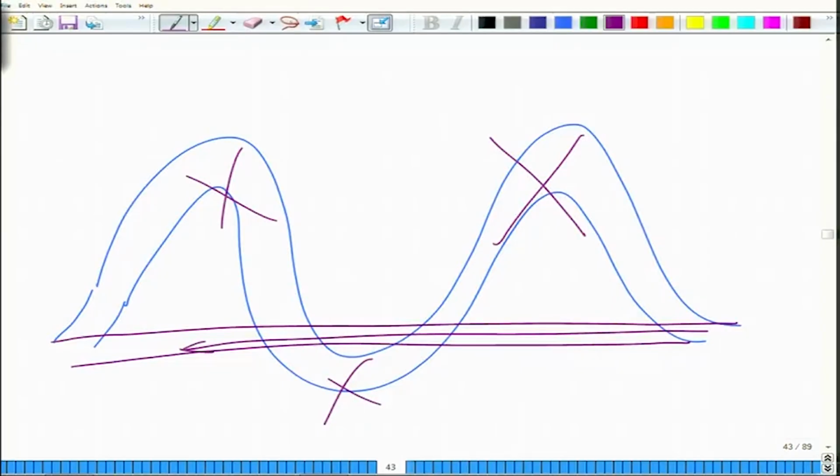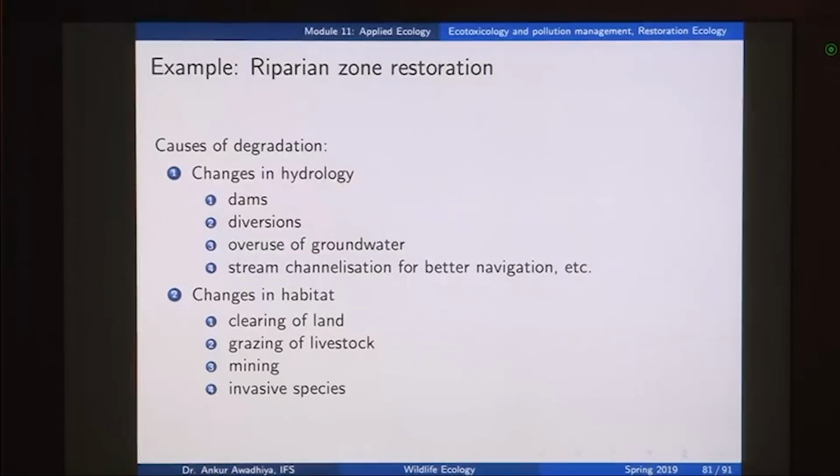But then this can also lead to certain amounts of degradation to the ecology, because there could be certain species that are dependent on these bends, because on these bends you will be having a number of sand banks, and there would be certain species that lay their eggs in the sand, such as ghadial. So, if you make the whole stream straight, then you do not have any further sand banks, and this species might get extinct. So, these are also causes of degradation. Or you can have changes in habitat, such as clearing of land, grazing of livestock, mining or invasive species. So, these are the kinds of.